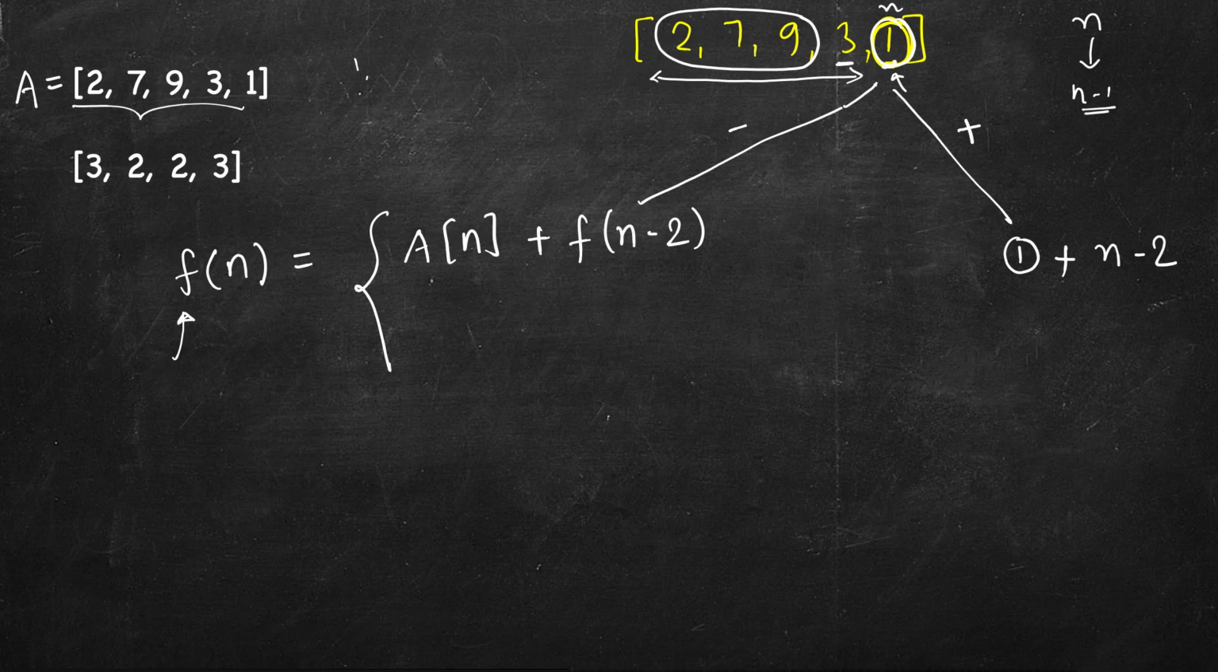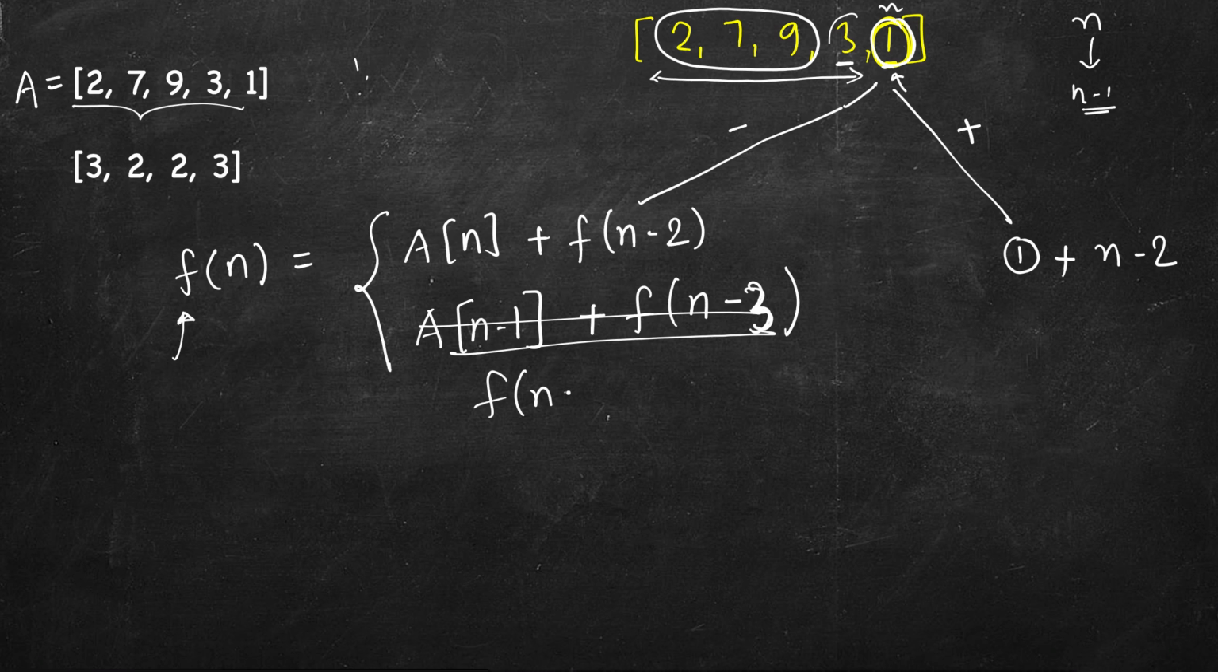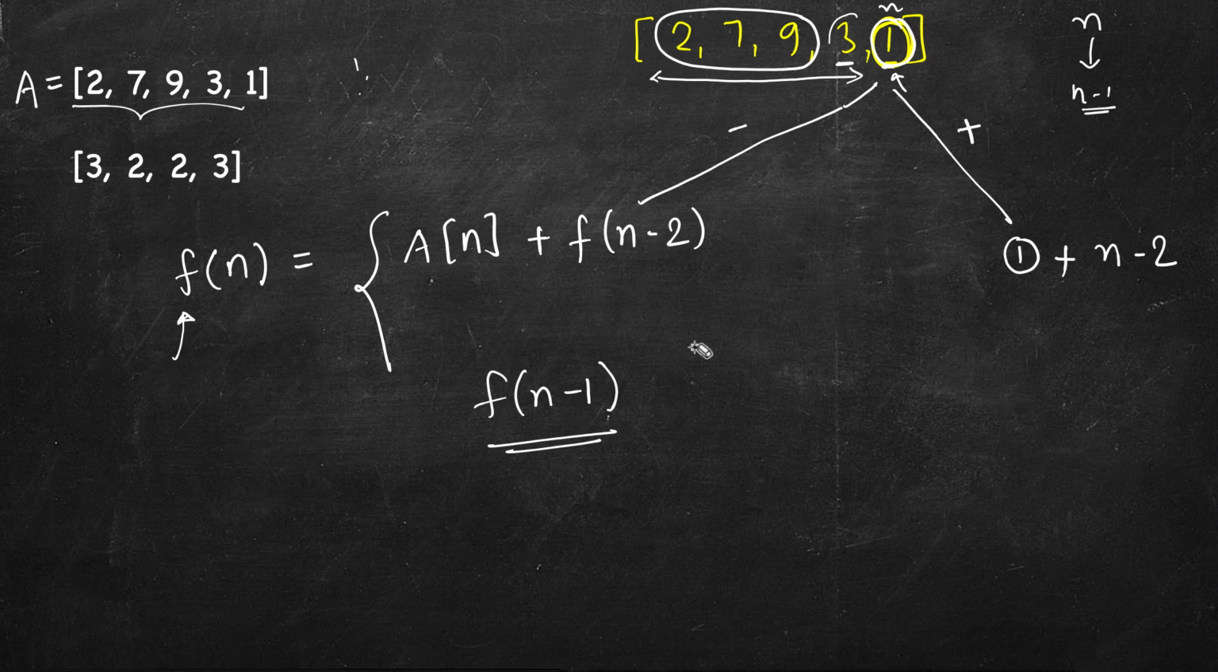The other possibility is that he sees that this is a very small value. Let me try excluding this one and including the previous one. In this case, the robber will rob n minus 1 and then f(n minus 3). These are the only two possibilities. Or f(n minus 1) is already solved, so it will be f(n minus 1). So these are the only possibilities. So it is the max of these two.